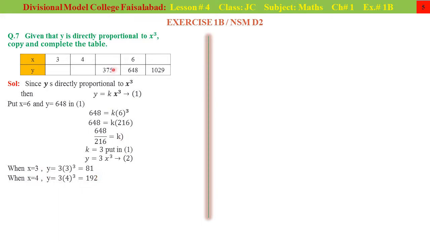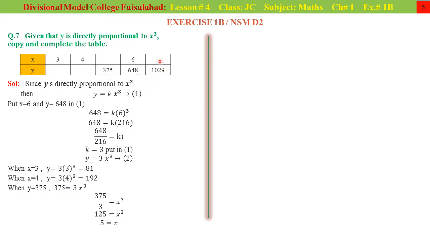Now we will take this value of y which is given and we will find the missing value of x. When y is equal to 375, putting this value in this equation, we get 375 is equal to 3 times x cubed. Dividing 375 by 3, we get 125. Taking the cube root on both sides, we get the value of x, because the cube root of 125 is 5.